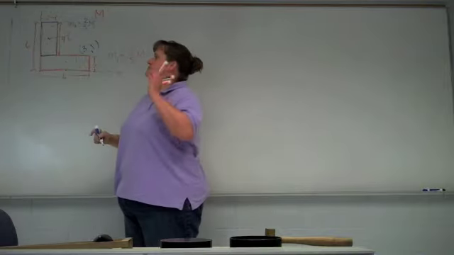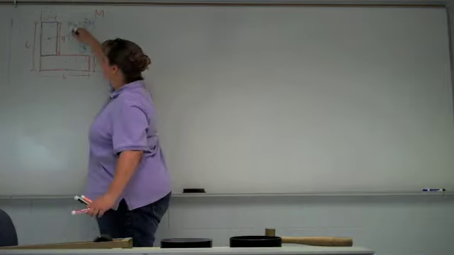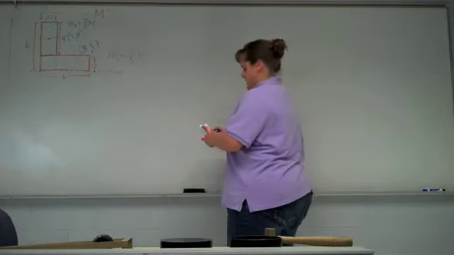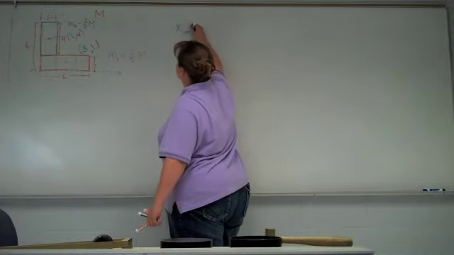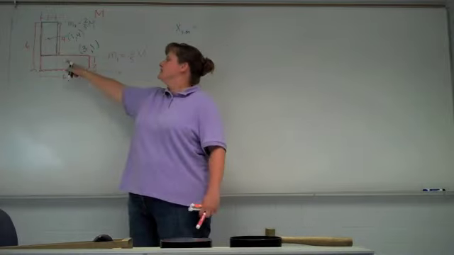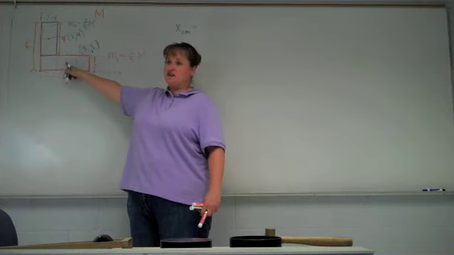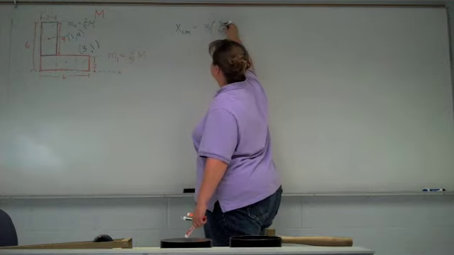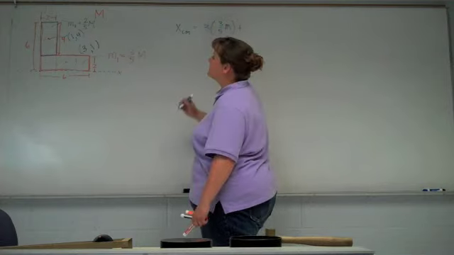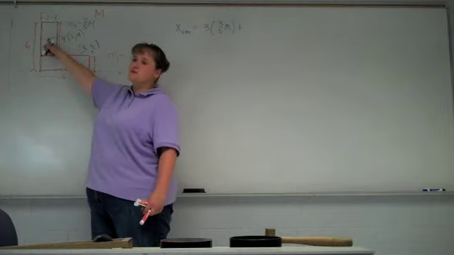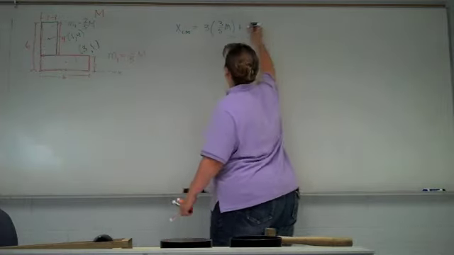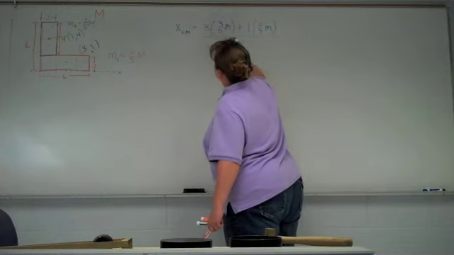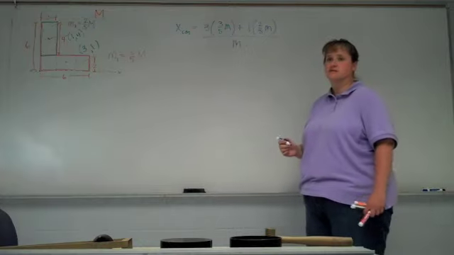What about the position of this one? 1, 4. Okay. So the x position of the center of mass is the x position of this dot times its mass. So 3 times 3/5 m, plus the x position of this one times its mass, so 1 times 2/5 m, all over the total mass.